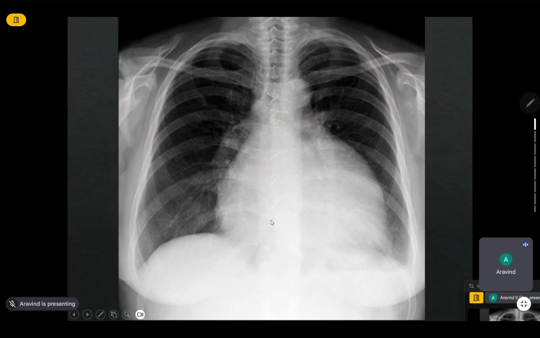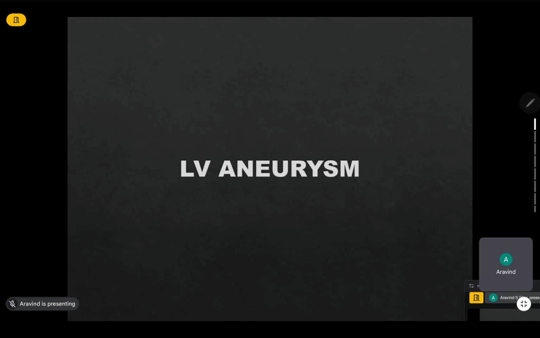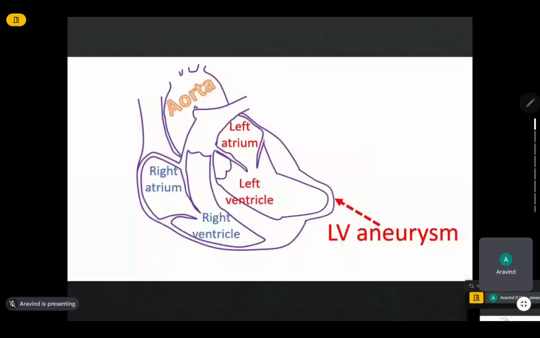Pericardial effusion, enlarged and globular heart. Next, left ventricular aneurysm. As you all know, an aneurysm is a segment that becomes fragile and can rupture at any time and leak blood. It's a weakened part of the ventricle, the ventricular aneurysm.